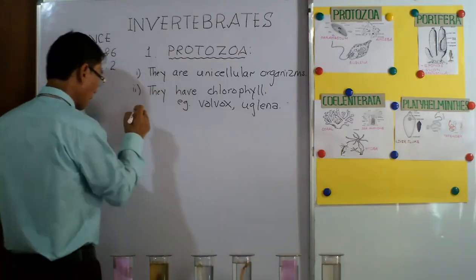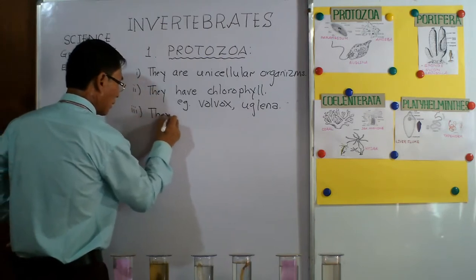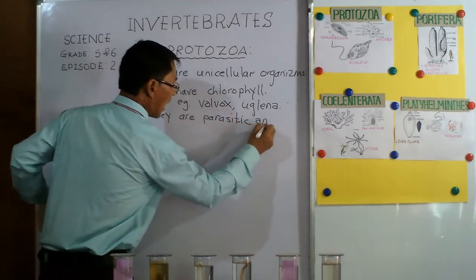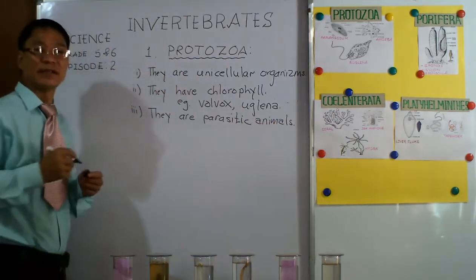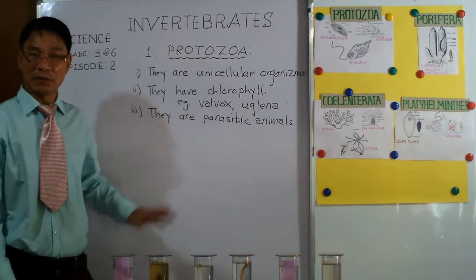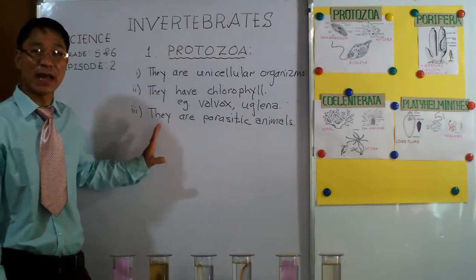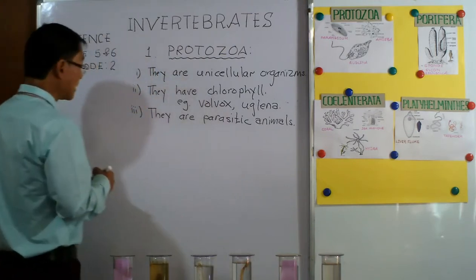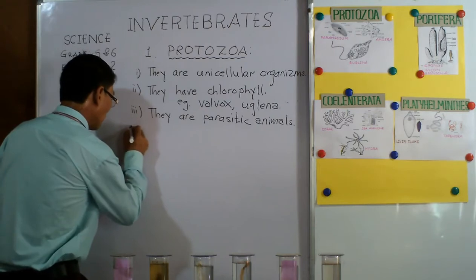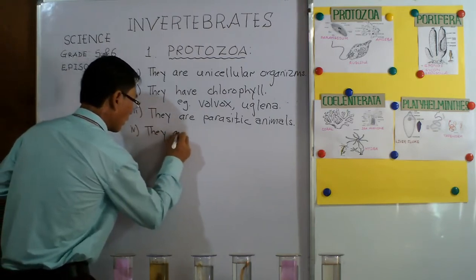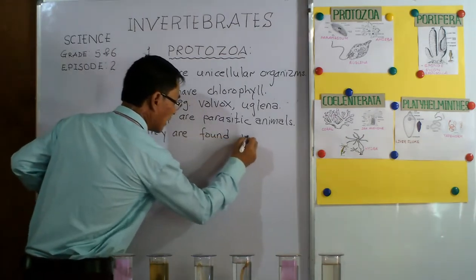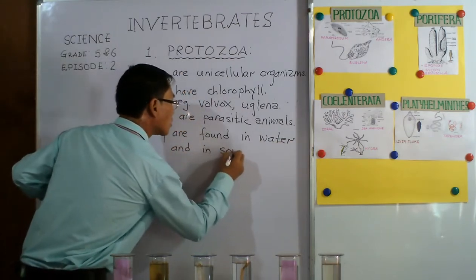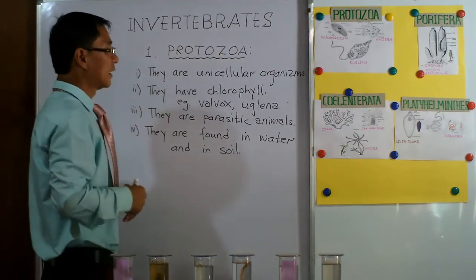The next one is, they are parasitic animals. This means they are found in the body of the animals and they suck the nutrients in the blood from the animals. So, they are known as parasitic animals. And these animals are found in water and in soil.